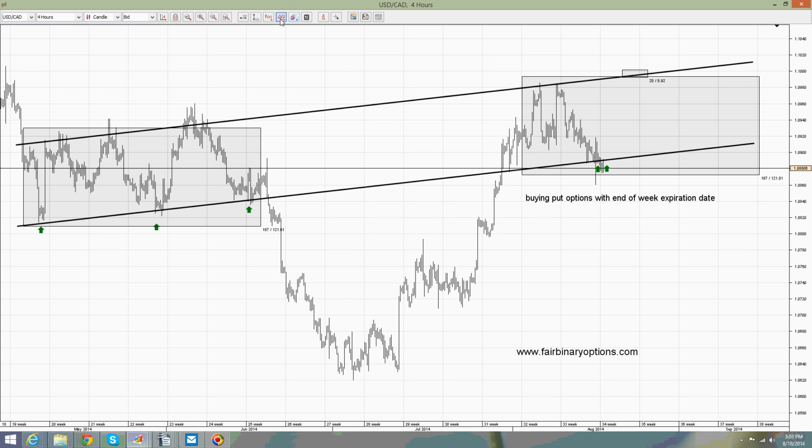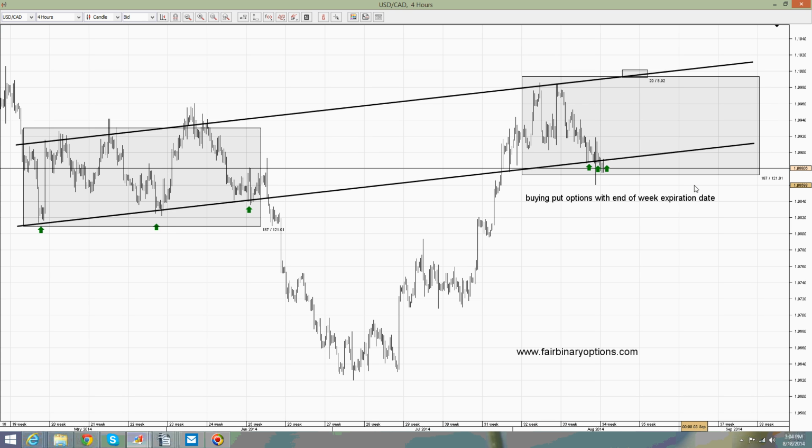As a reminder for those of you who do not know what a call or a put option is, when your analysis points towards a higher direction or higher values for the currency that you trade, then you are looking to the upside. That means you need to buy call options.